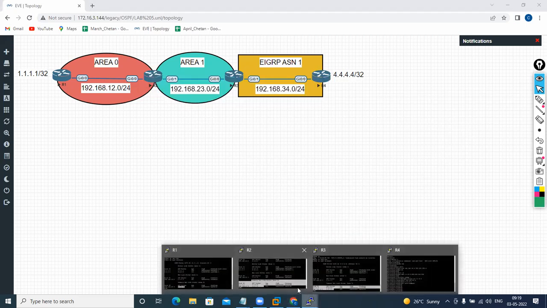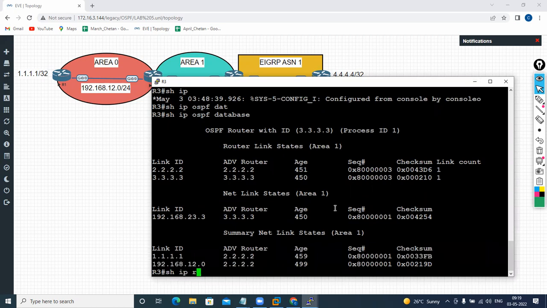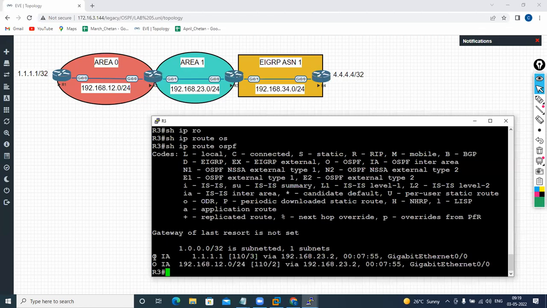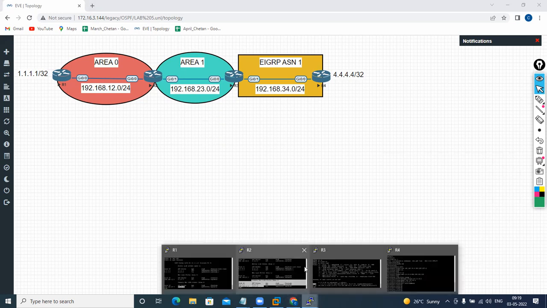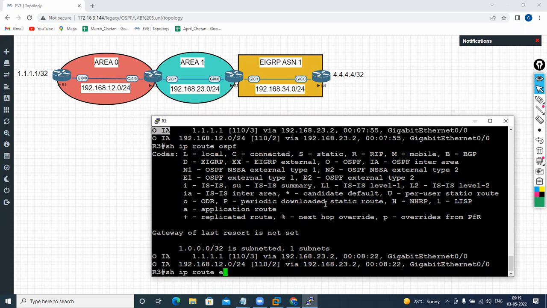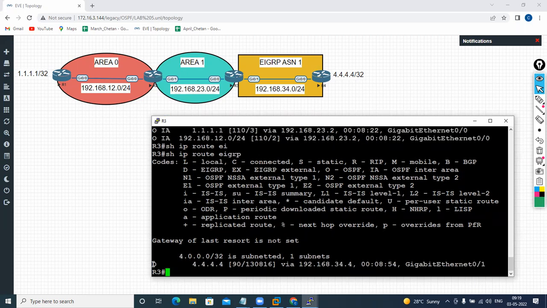If you go and check on R3, show ip route ospf. So we have two OIA routes. One is 1.1.1.1 and 12.0. Why OIA? Because it is coming from a different area. Clear? Now, why am I unable to see 4.4.4.4? Correct, redistribution issue. Now go to R3. Check show ip route ospf and show ip route eigrp. You can see 4.4.4.4. Clear?